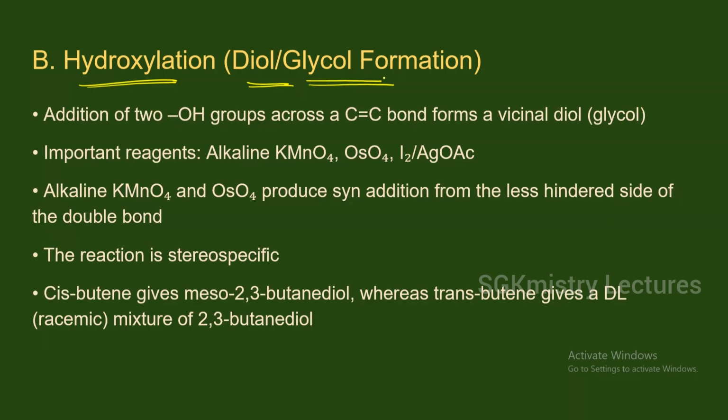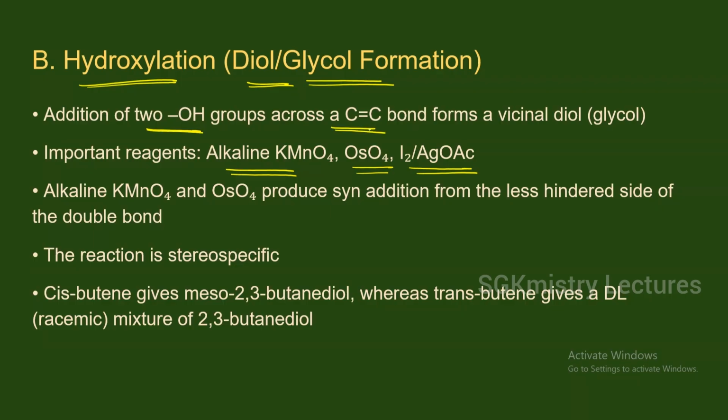Again, there are many reagents that can be used for adding two OH groups to the C double bond C. Some of the reagents are alkaline KMnO4, osmium tetroxide, as well as iodine and silver acetate used together. These are the important reagents that are used to add two OH groups across the C double bond C.